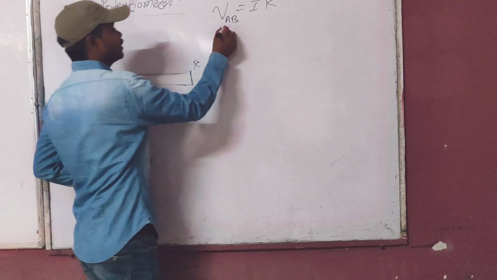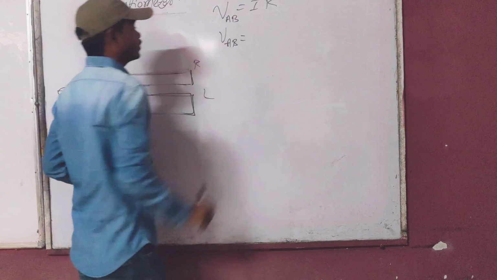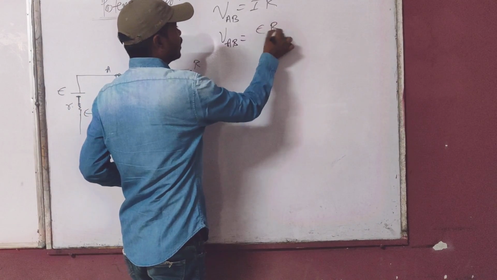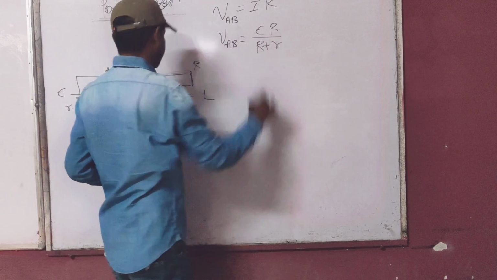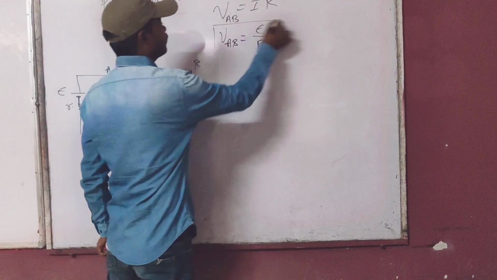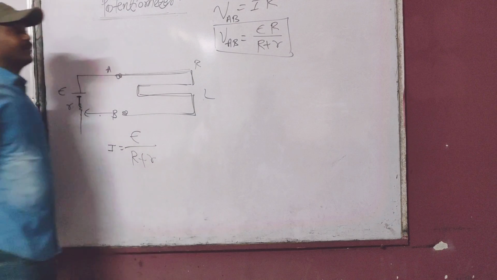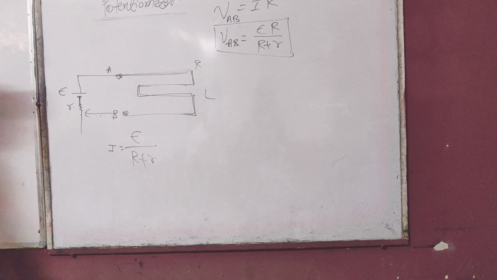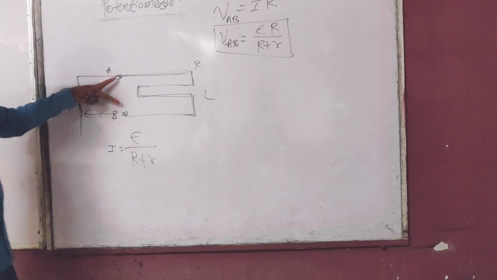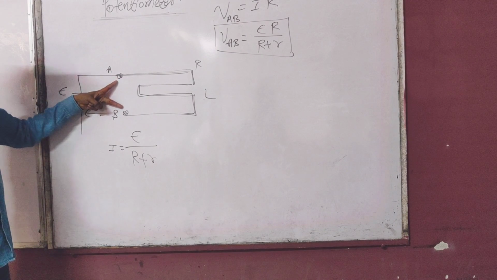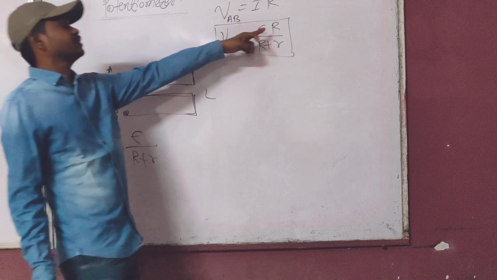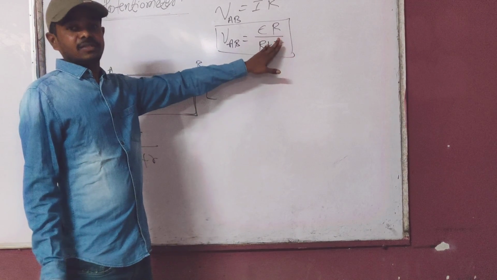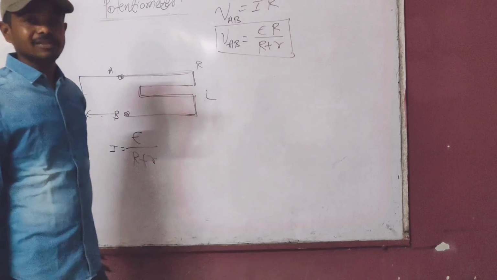But the total potential difference of the wire is given by V_AB, which is current into resistance. So what is the potential difference between the two ends of the wire? V_AB equals current, which is EMF of the cell divided by R plus r, times capital R. So this is the total potential difference across the wire: V_AB equals E times R divided by R plus r, where R is the resistance of the wire and r is the internal resistance of the cell.